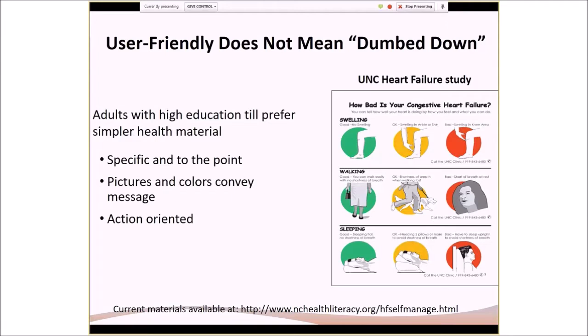And so, for instance, swelling. The first picture, your leg, your knee, you know, swelling, you're good to go. But by the red, it not only shows you what it looks like, but gives you the number of the clinic to call. So this is very action-oriented. It uses picture. It uses color to convey the message. It's specific and to the point. It doesn't go on and on about heart failure.